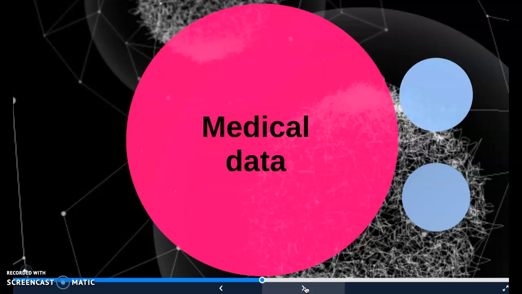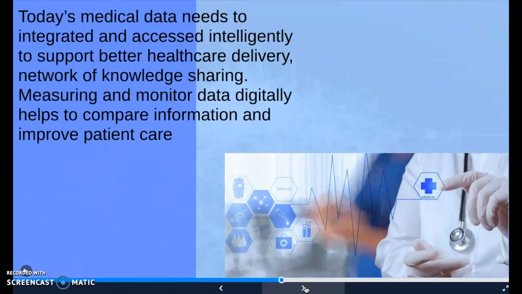Medical data can be shared in an integrated format within an infrastructure whereby that data is collected and reused for multiple purposes, which then supports the assimilation of new knowledge into a decision support tool, such as an alert of a new drug contraindication, or something as simple as a new allergy. Today's medical data needs to be integrated and accessed intelligently to support better healthcare delivery.